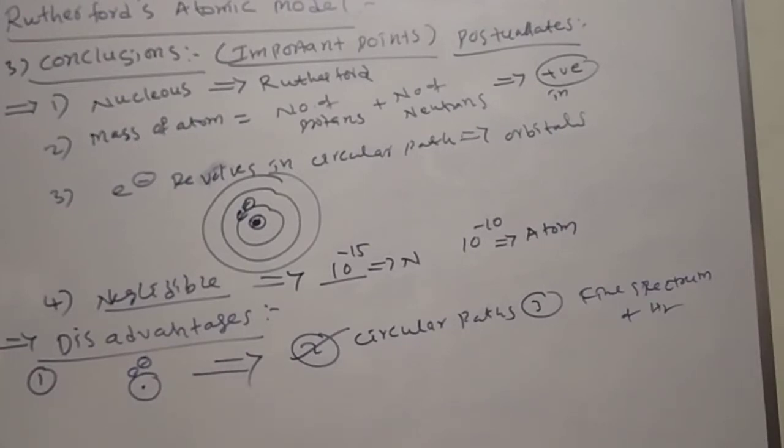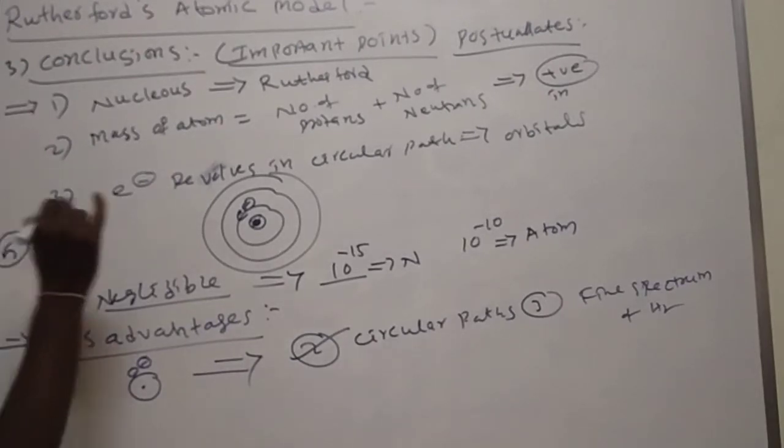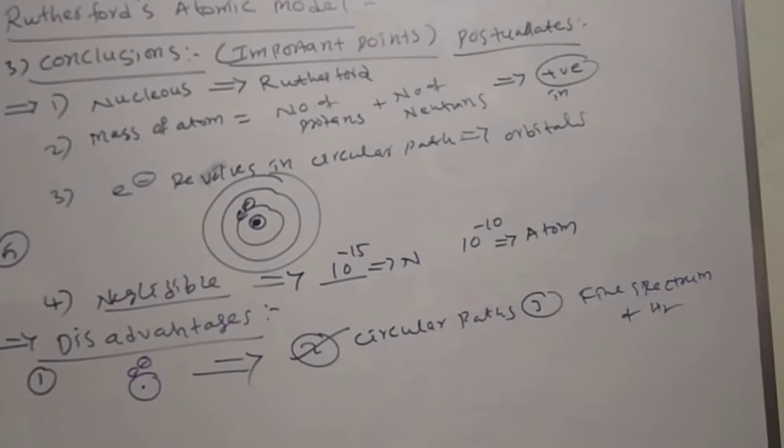Fine spectrum of hydrogen, or fine spectrum means a clear picture of the hydrogen atom or of any other atom. He just gave information about the nucleus, and information about the external space. That external space contains electrons. These are the disadvantages. This is a compulsory question from the PU point of view. For 5 marks, this question is always asked.